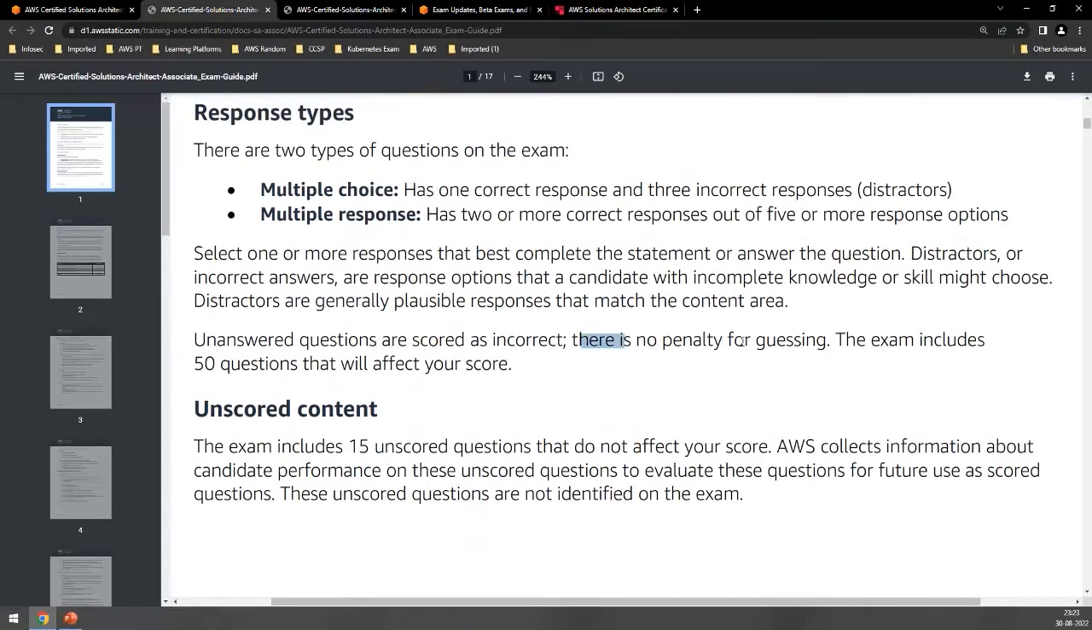As I said, in the exam this is the way they are scoring. There is no penalty for guessing, that means there are no negative marks. You have a total of 50 questions, and basically 15 of them are unscored. So let's scroll down.